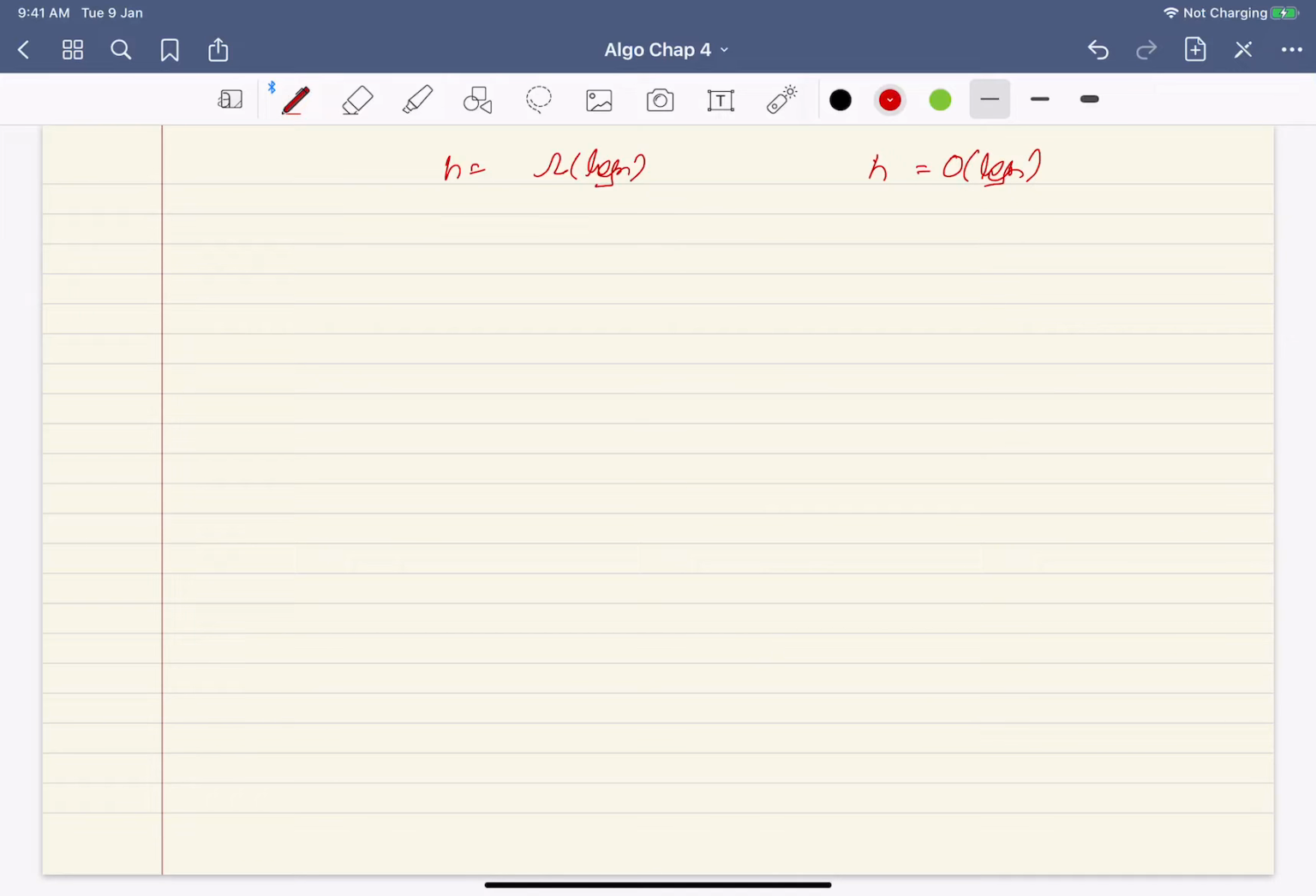Now we are seeing how this property, HR minus HL less than or equal to 1, how does it ensure that h is order log n? So what do I need to do for that? I need to generally prove that, suppose I have given an AVL tree of height h.